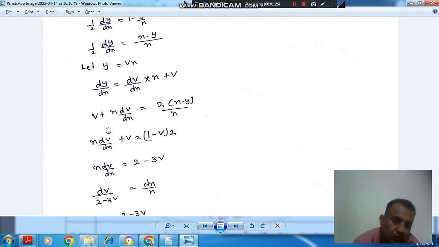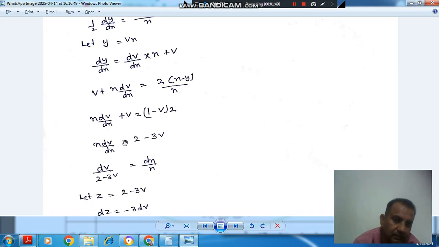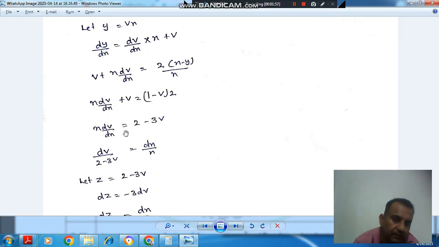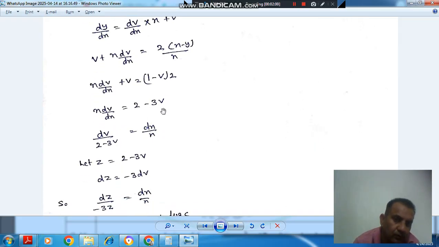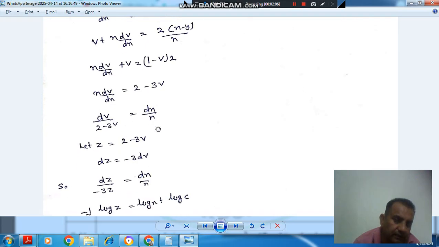Now this y can also be written as vx, and if we take x common, this x will cancel out with x, it will be (1 - v) into 2, and this will be x dv/dx + v. So x dv/dx, this is 2 and minus 2v and minus v, so 2 minus 3v. So x dv/dx is equal to 2 - 3v, or we can write it as dv/(2 - 3v) = dx/x.